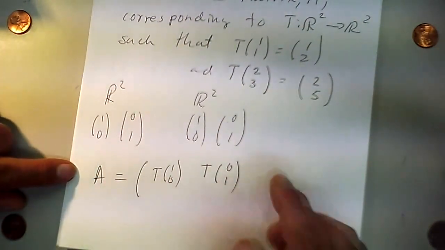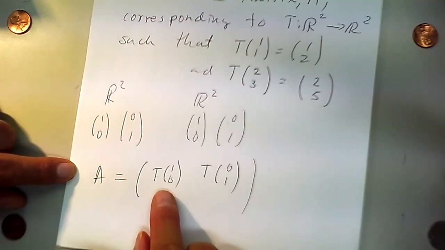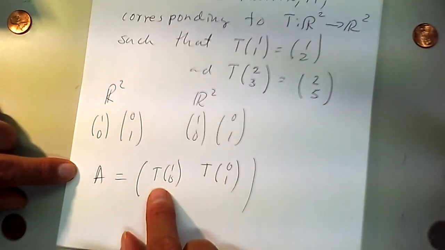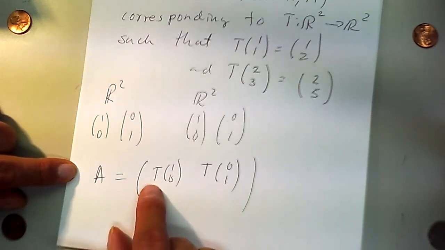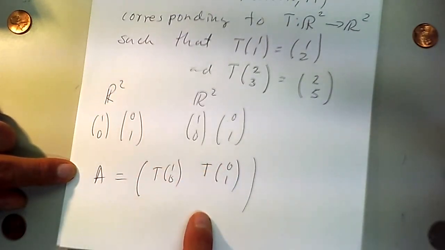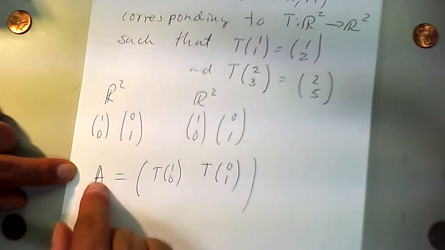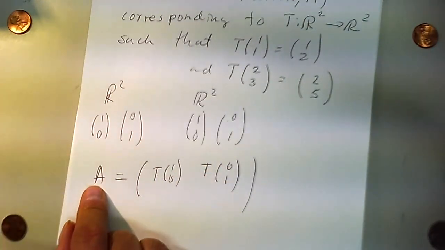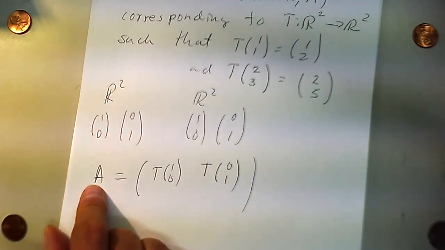So if you map base elements with T, the columns that you obtain are going to be exactly the matrix A that produces that transformation.